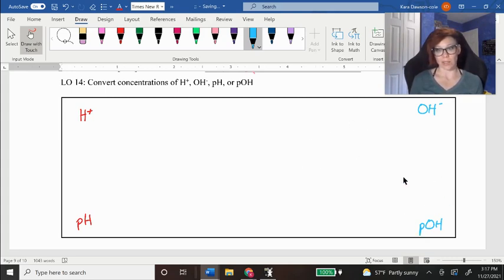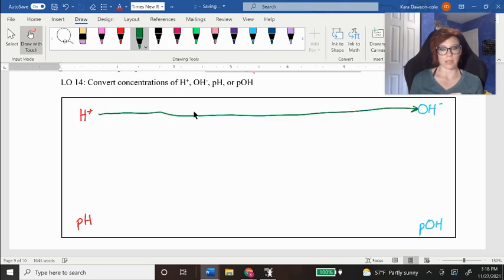So this is more alkaline, this is more acidic. If I'm moving from H plus to OH minus, we already talked about how to do that. You're using your Kw, or you can go back the other way. So this way is your Kw over your H plus concentration, and this way is Kw over your OH minus concentration.